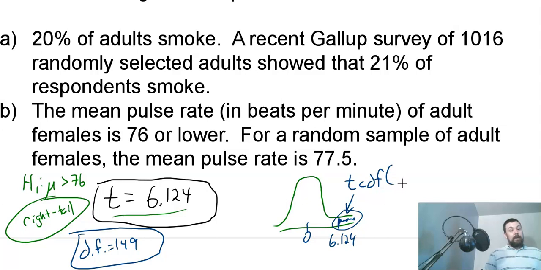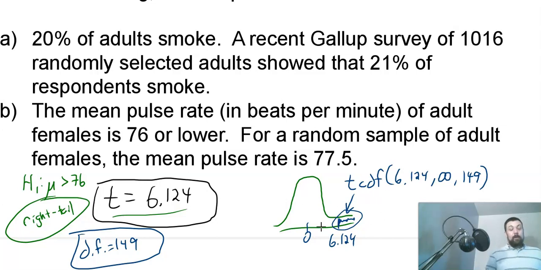It works just like normal CDF. You want the lower bound, which is 6.124, for this shaded region. The upper bound is infinity, and for that, I use 9999999 as a substitute. But you don't need to put the mean or the standard deviation if it's a t-score. You do need the degrees of freedom, and that goes third. So 149 is the degrees of freedom. We're going to do distribution, t-CDF, 6.124, comma, 9999999, comma, 149.